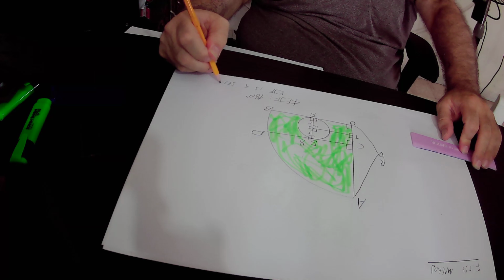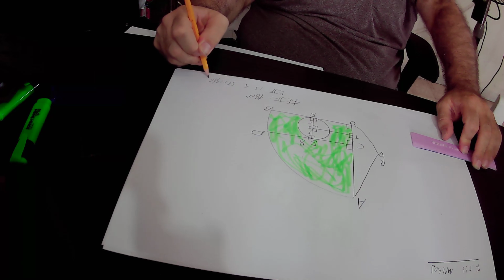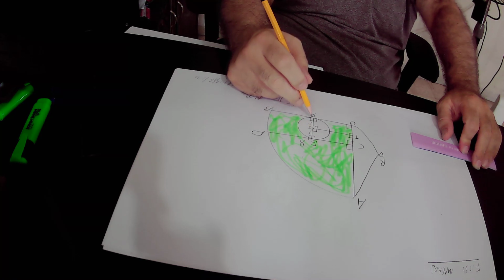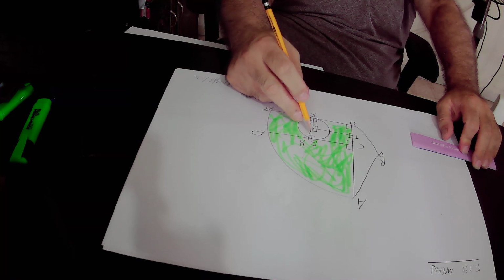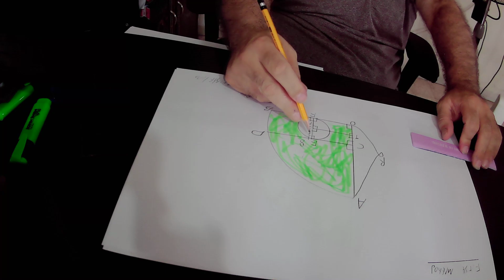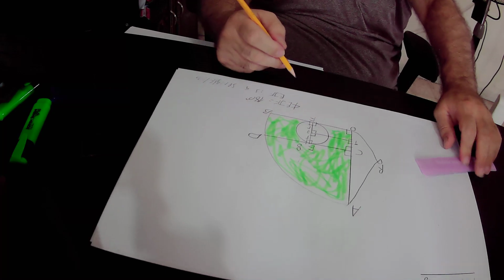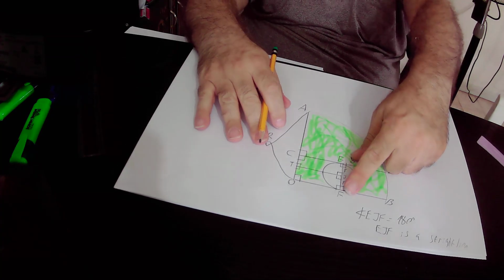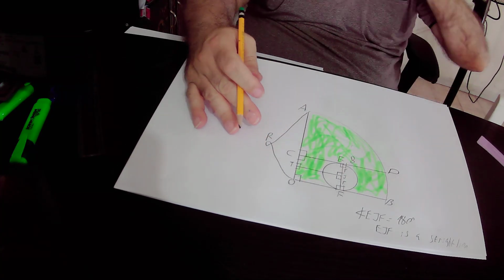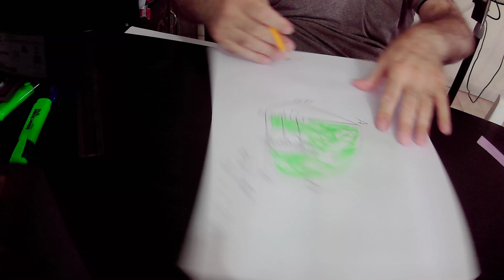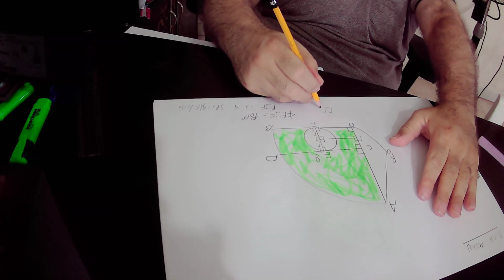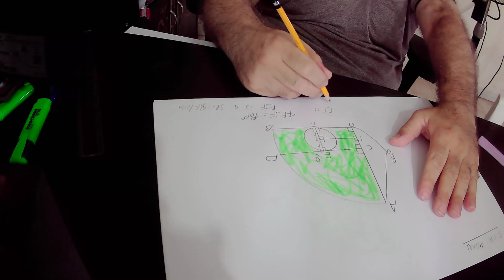If EJF is a straight line, then EF is also a straight line. Okay, you can write here that EF is a straight line.